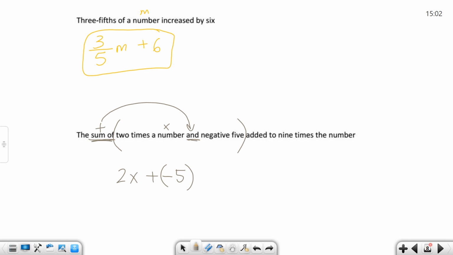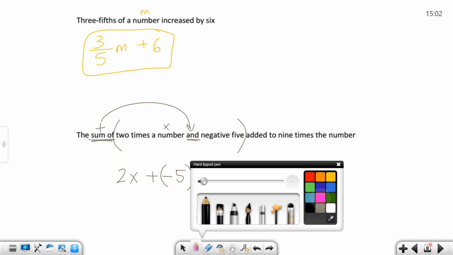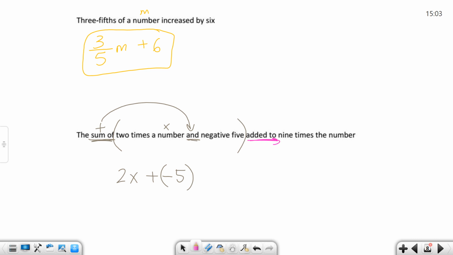But it comes up sometimes. So how do we deal with it? Well, we're going to add 2x plus negative 5, and then that's going to be added to. I'm going to even change. This says added to, so I'm going to do that little double arrow thing. Added to 9 times. Notice it says the number. Now, I've actually seen some books and some software packages that say added to a number, and they mean the same number. If you mean the same number, strictly you should use the word the.